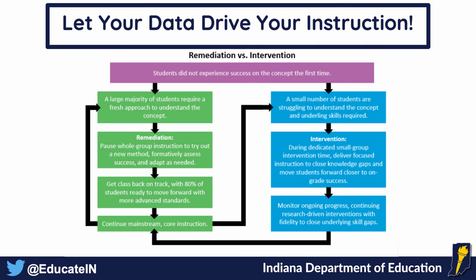The core of each of the terms is really the same, where students did not experience success on the concept the first time around. Let's first look at the green boxes. When a large majority of students require a fresh approach in order to understand the concept, you will want to use remediation, meaning you will pause whole group instruction to try out a new method, formatively assess success, and adapt as needed. Your goal is to get the class back on track with 80% of students ready to move forward with more advanced standards and eventually continuing on with mainstream core instruction.